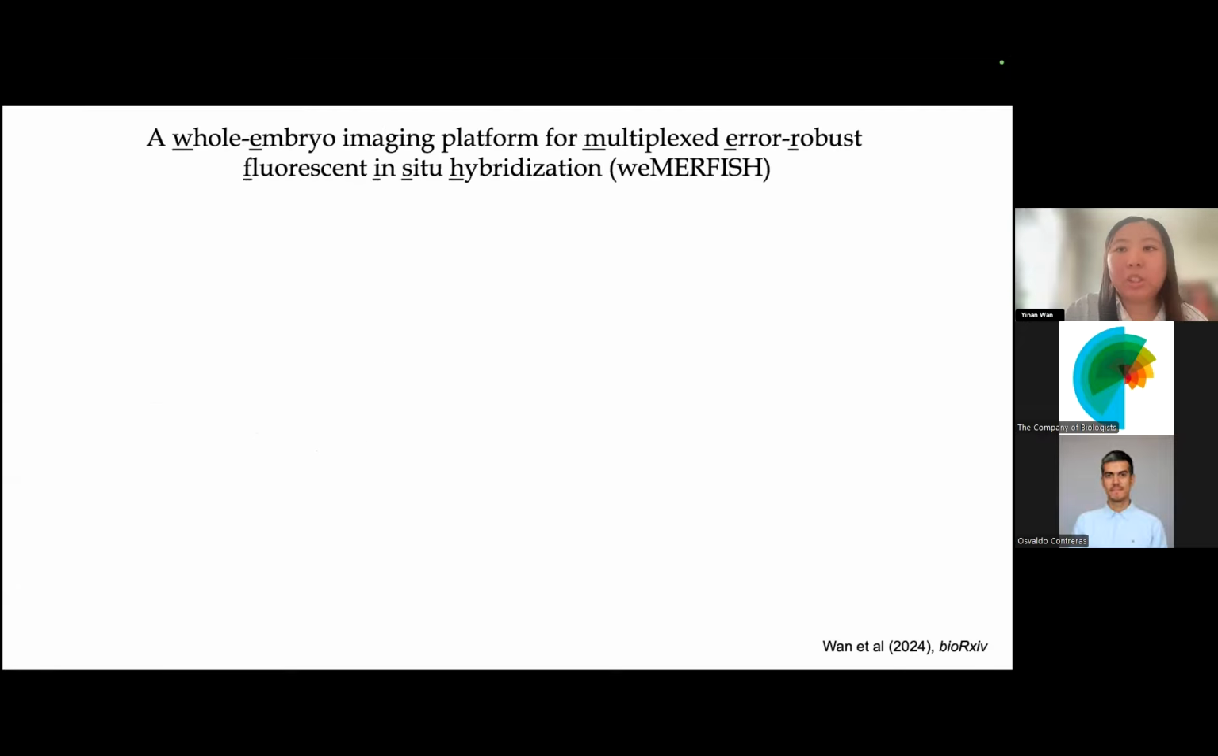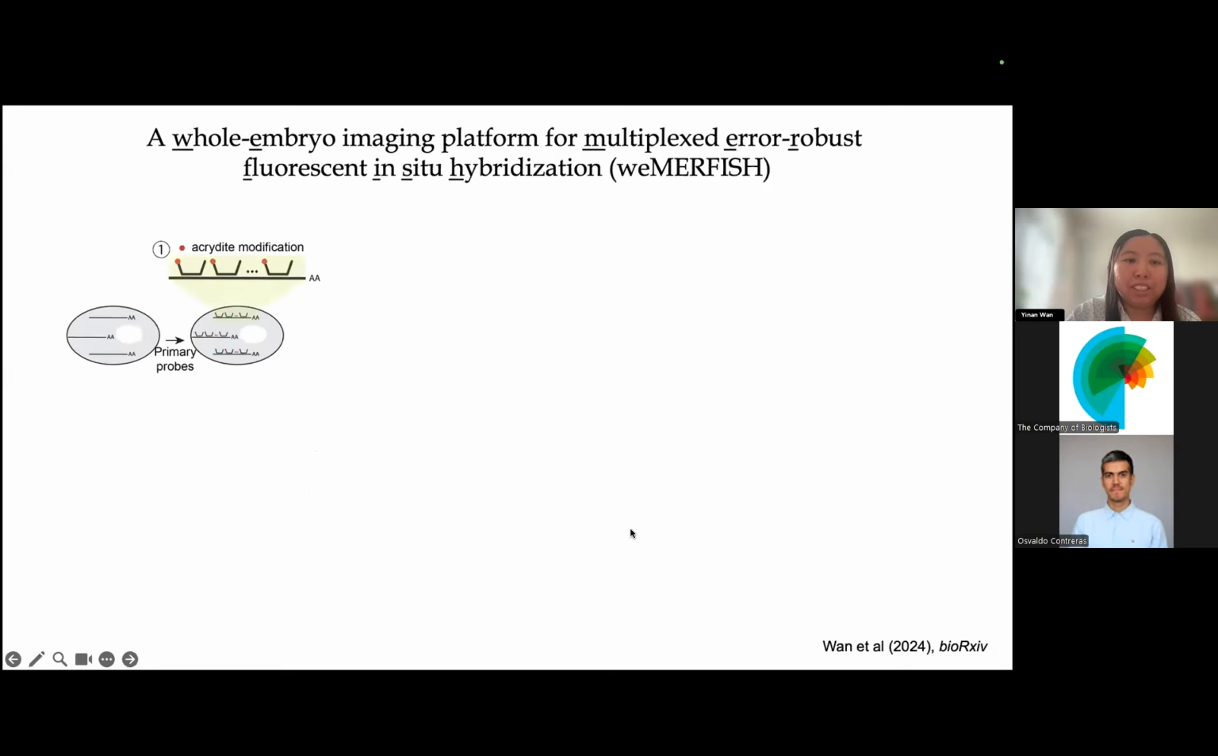So we decided to come up with our own way to profile gene expression at high resolution in intact embryos. We call the method whole embryo MERFISH, or WeMERFISH. This is how the method works. So we know cells have RNAs in them. We design DNA probes against these RNA molecules with acrydite modifications, so we can cast an acrylamide gel that cross-links very stably to these DNA probes.